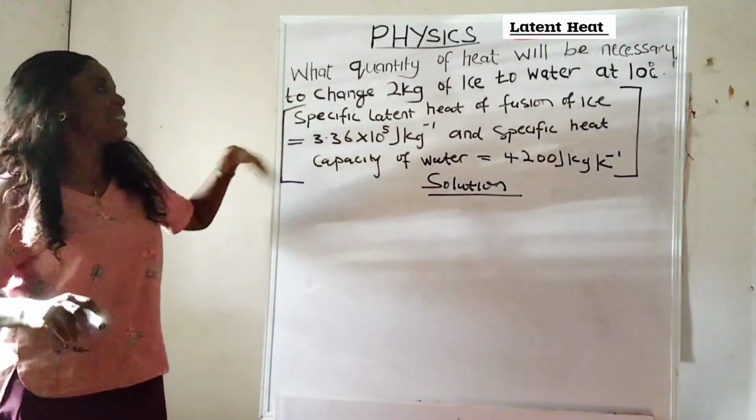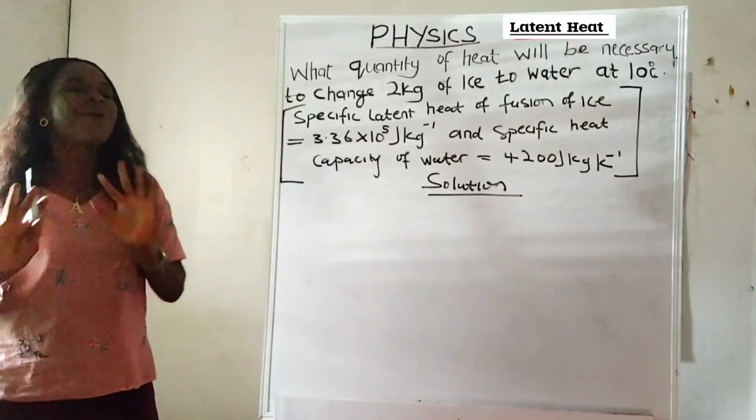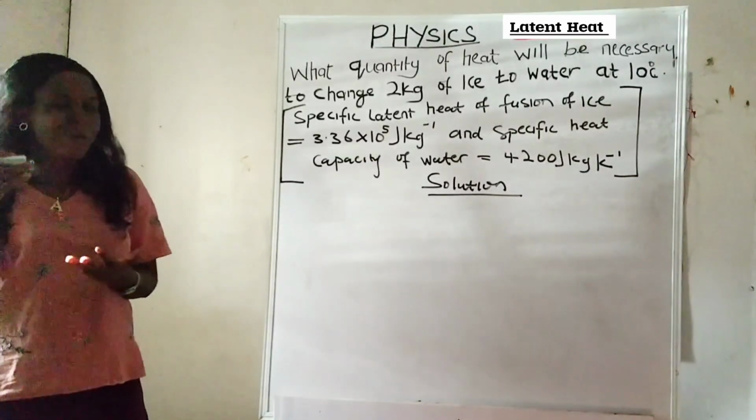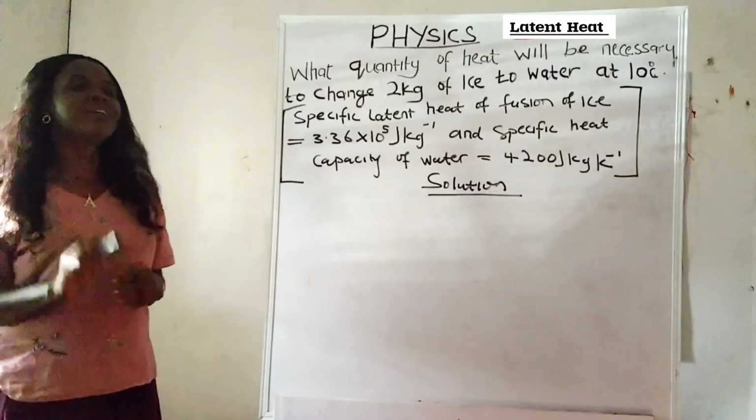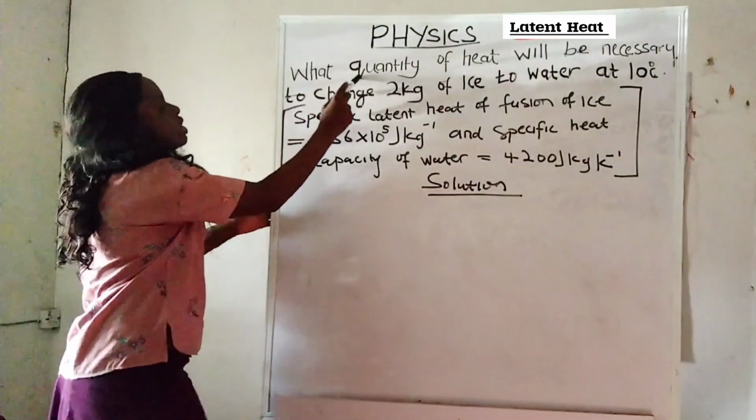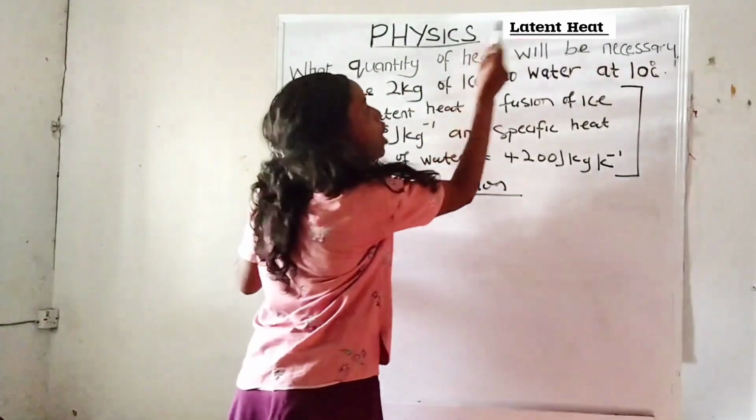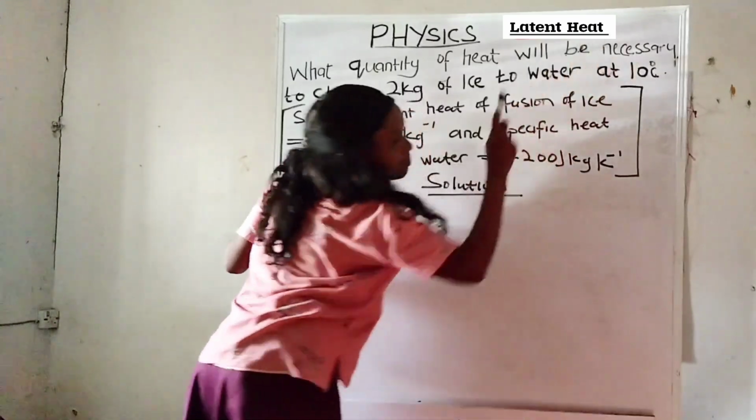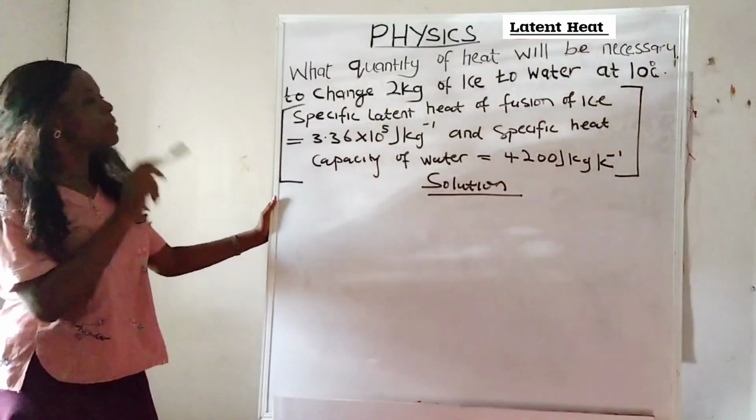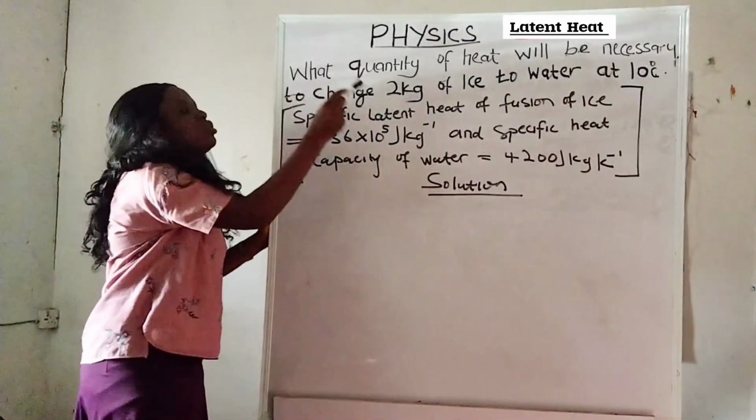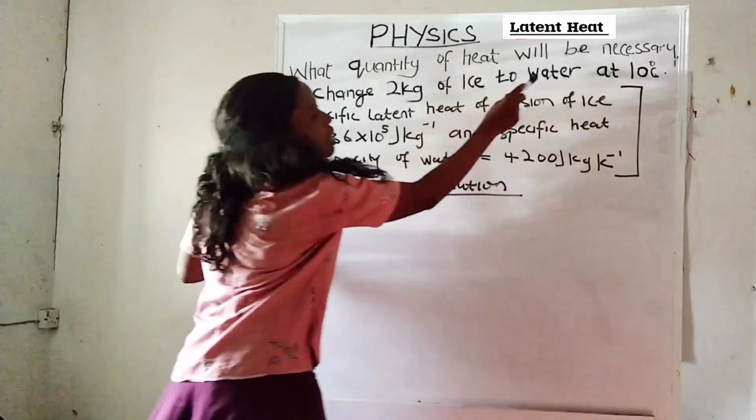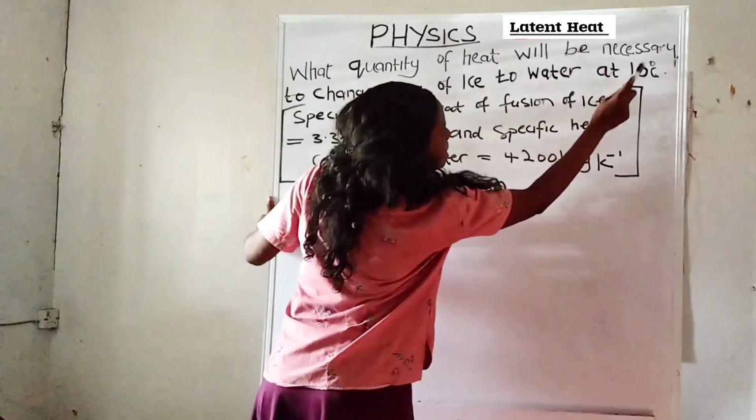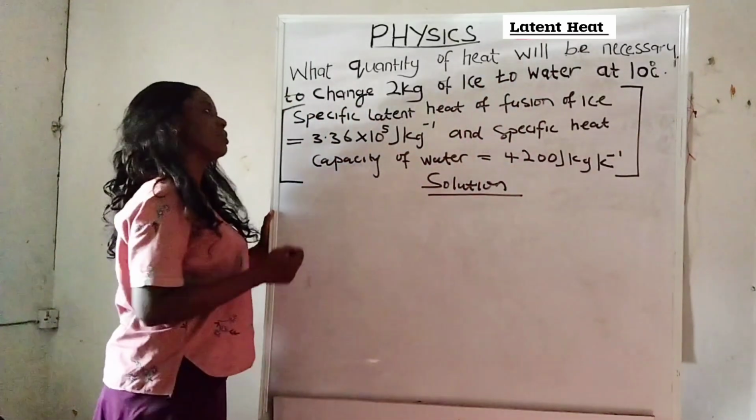Part of today's lesson, today's tutorial, why I say I want us to be very, very attentive. I want us to pay great attention. Let's take the question. The question says, what quantity of heat will be necessary to change 2 kilograms of ice to water at 10 degrees Celsius?